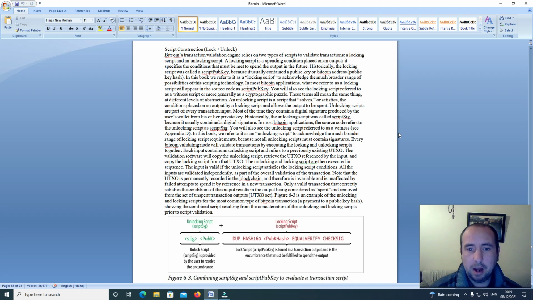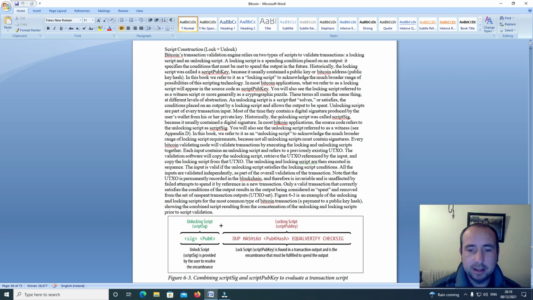An unlocking script is a script that solves or satisfies the conditions placed on an output by a locking script and allows the output to be spent. Unlocking scripts are part of every transaction input. Most of the time they contain a digital signature produced by the user's wallet from his or her private key.